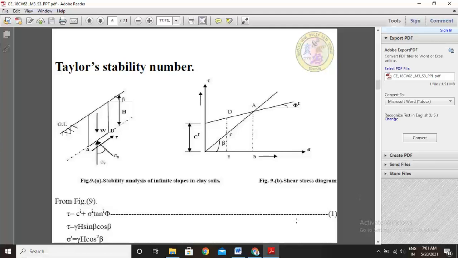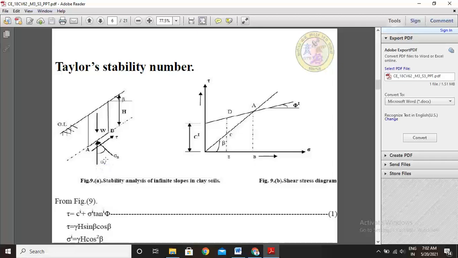See, this is a finite slope in clay soils. This is the ground level of the slope, the cutting depth of the slope is h, and we are selecting one elemental area of the slope. The self weight of this slope acts downward, that is W, acting at slope angle beta. Now look at the resultant forces.